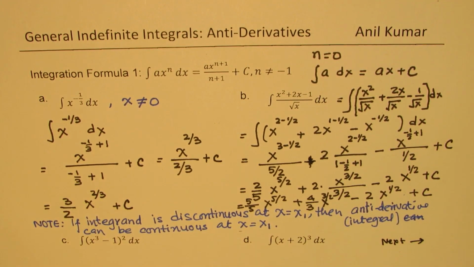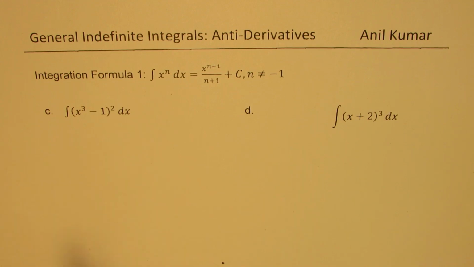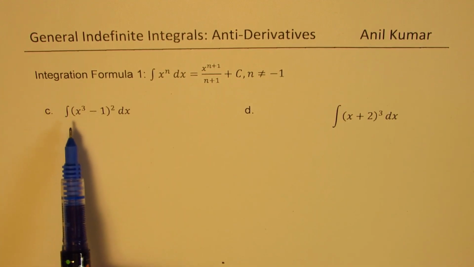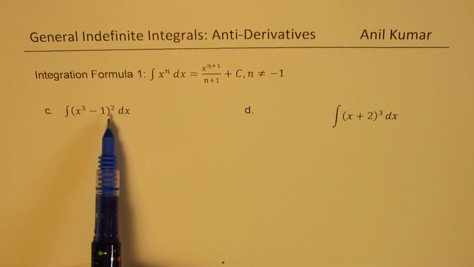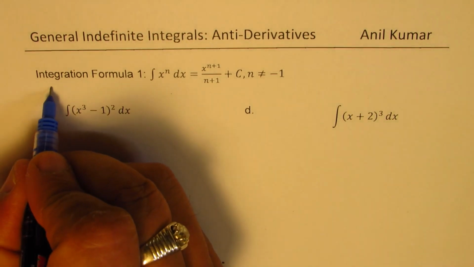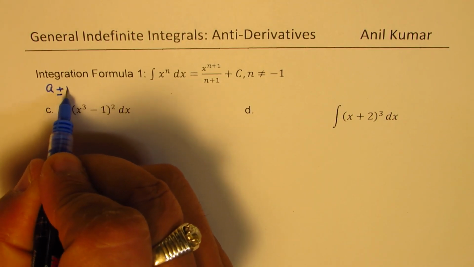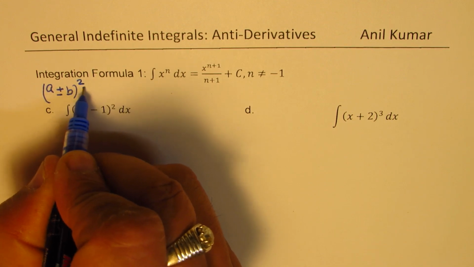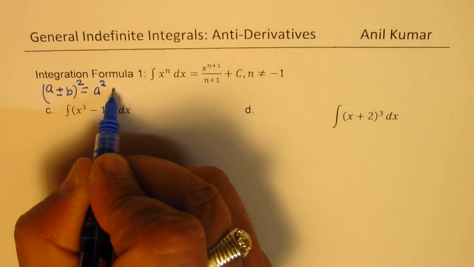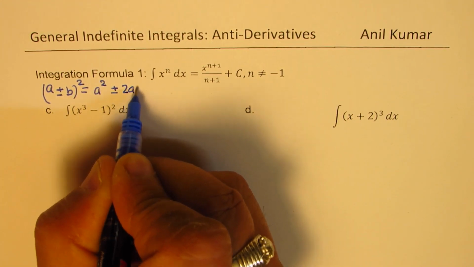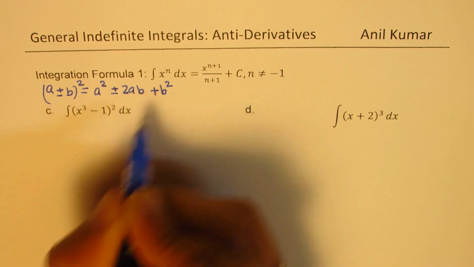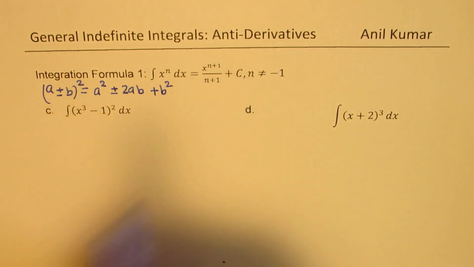Okay, but we'll continue in the same video. Now here are part C and D. C is the integral of (x cube minus 1) whole square. Remember the formula, (a plus or minus b) whole square is what? That is equal to a square plus or minus 2ab plus b square. You could use this formula to expand and then apply the rule.